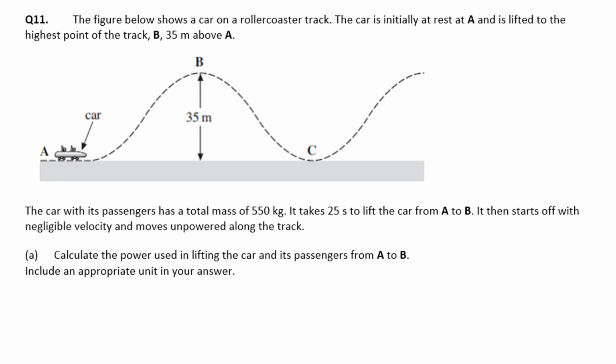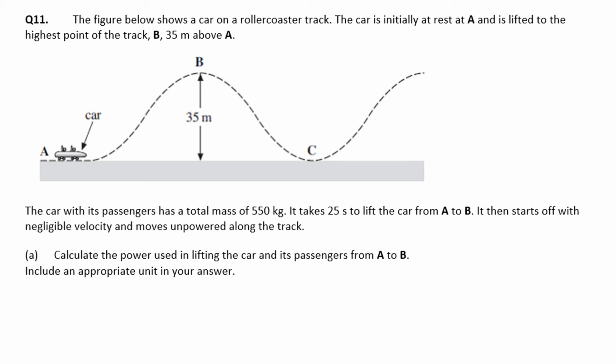Okay, so moving on to have a look at a roller coaster track. The car is initially at rest at A and is lifted to the highest point of the track, B, which is 35 meters above A. The car with passengers has a total mass of 550 kilograms, and it takes 25 seconds to lift the car from A to B, starting off with negligible velocity. Once it reaches B, it goes unpowered along the track. This is very typical of the way roller coasters work.